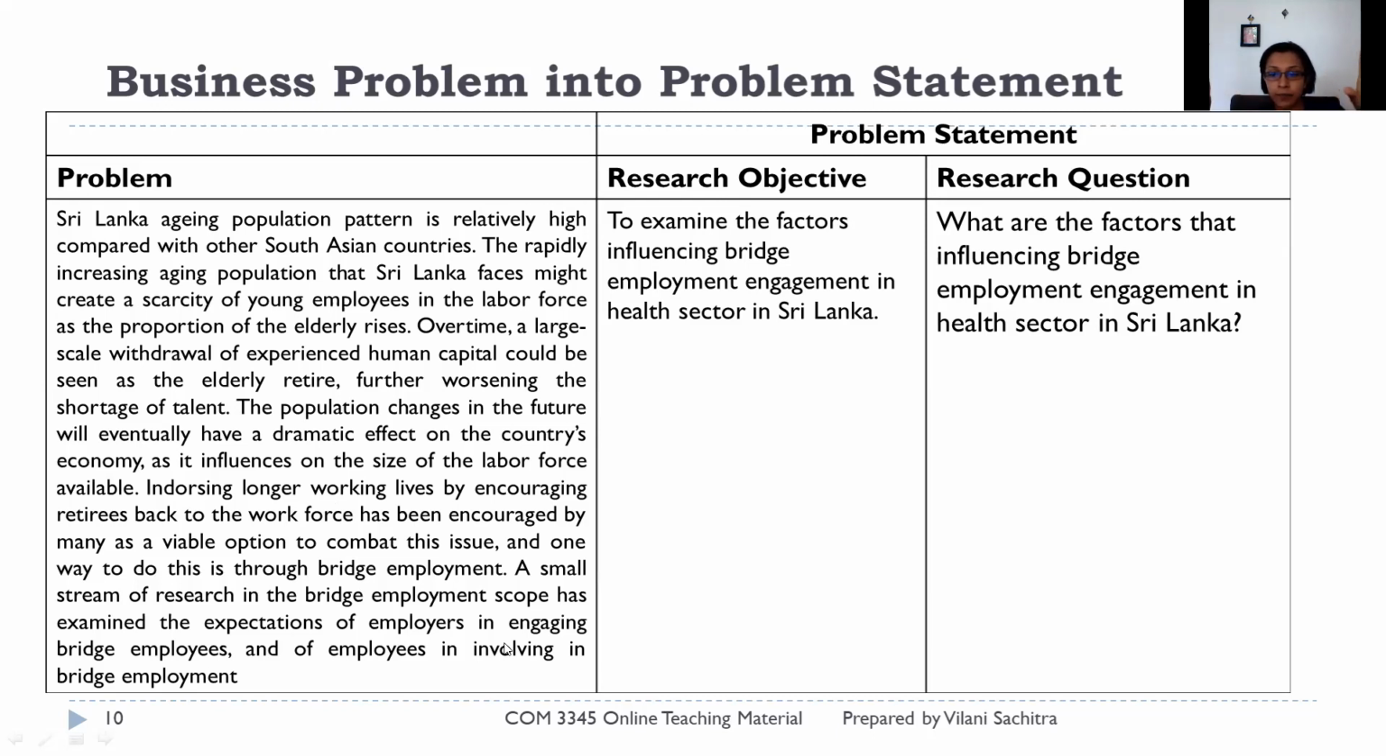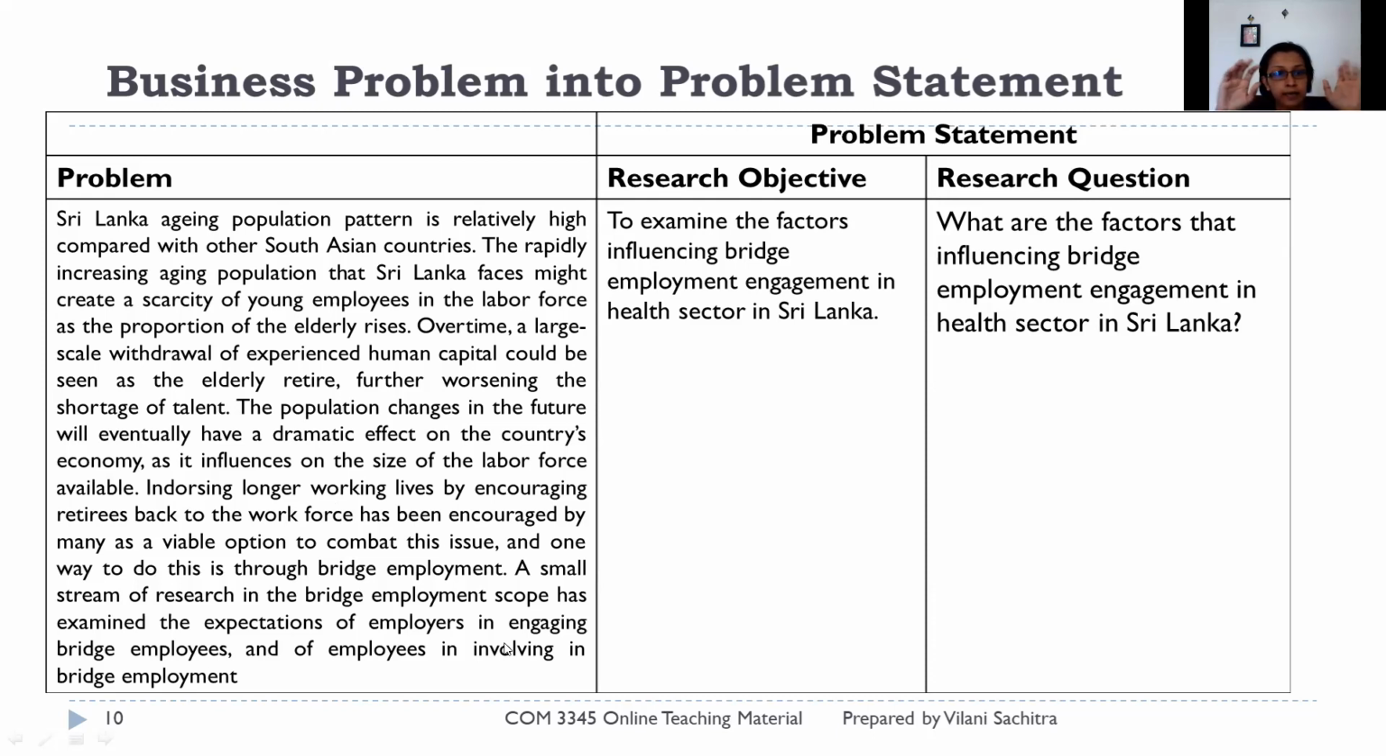So we cannot just say, as I believe, that the Sri Lankan aging population pattern is relatively high compared to South Asian countries. You have to prove that using either statistics or some other scholars' work. I will let you know how to do it, right? But up to now, think about it like that.